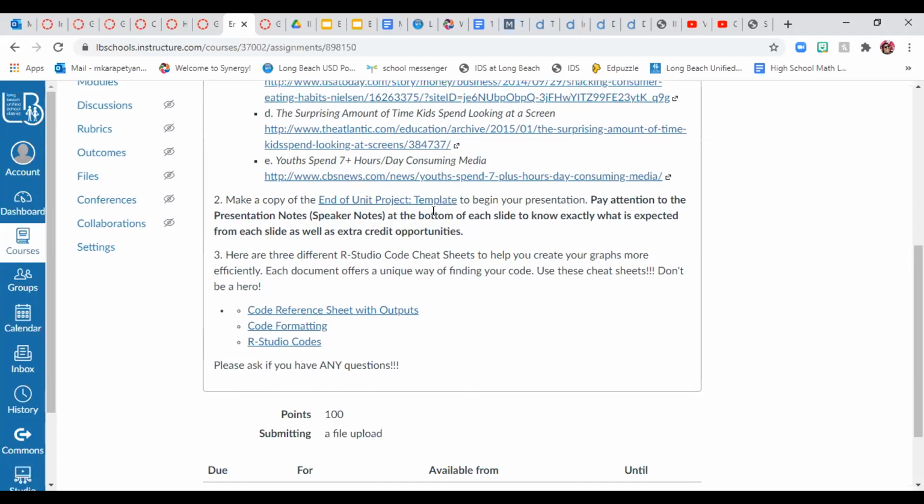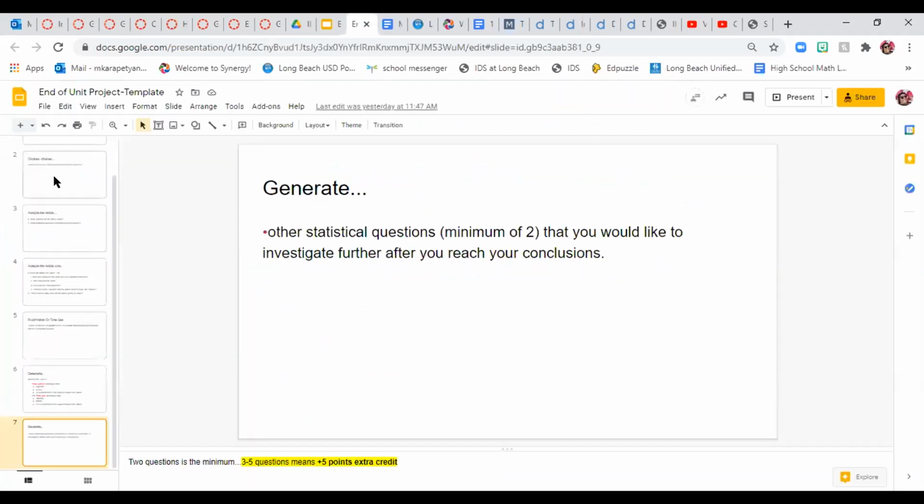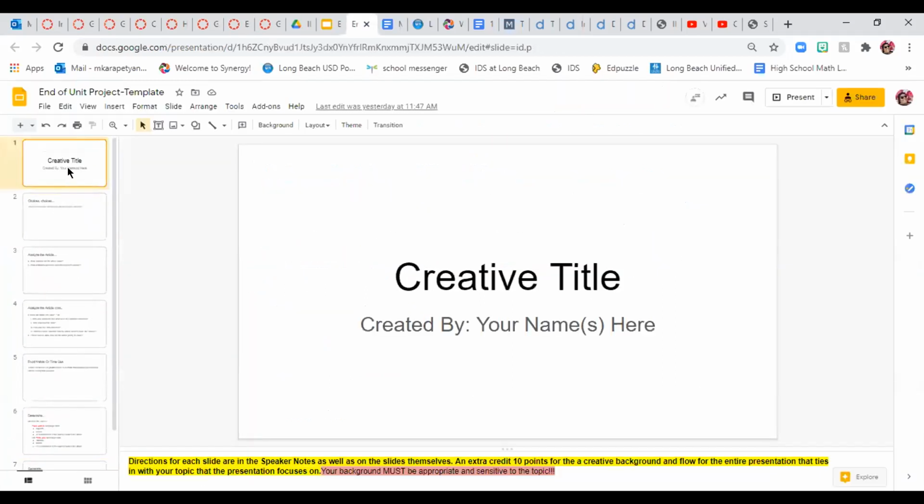So really quickly, let's take a look at our end of unit project template. The template is very straightforward and it's a step-by-step process, okay? You're gonna come up with a creative title, obviously give me your names here. And of course you wanna pay attention to the speaker notes that are going to give you more detailed explanations of what is expected on the slide. And of course, opportunities for extra credit here, okay?